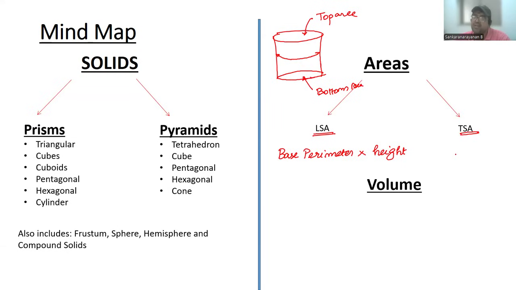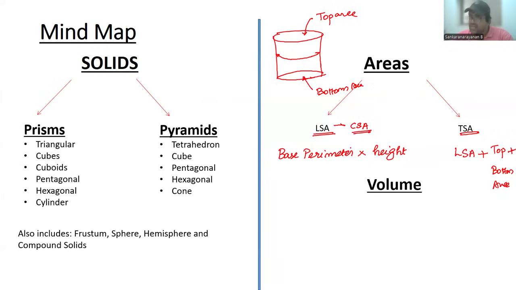So TSA is nothing but the lateral surface area plus the top area plus the bottom area. That area I am considering, adding them, I will be getting the total surface area. Got it? So for a cylinder, I gave you the cylinder, right? We call the LSA using another terminology, that is the CSA. We call it the curved surface area. Just for your understanding, I just mentioned.